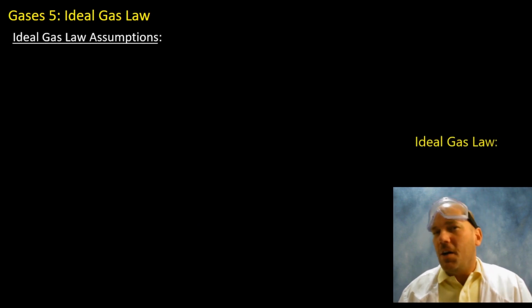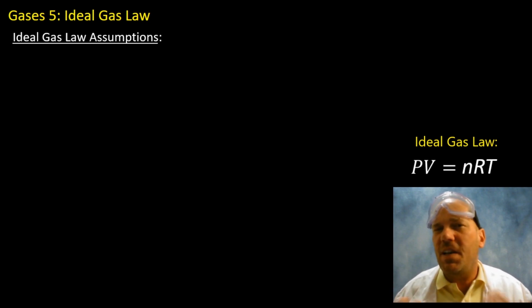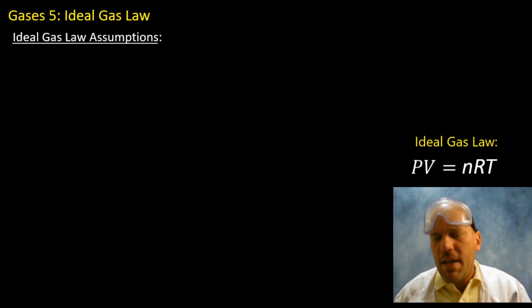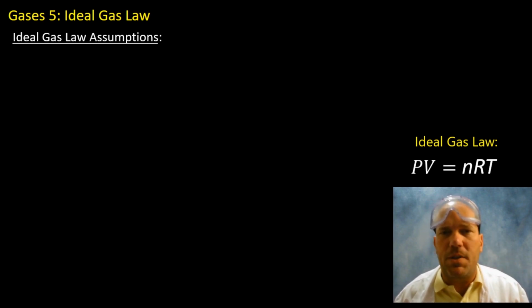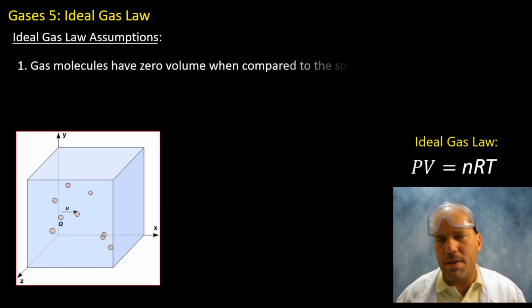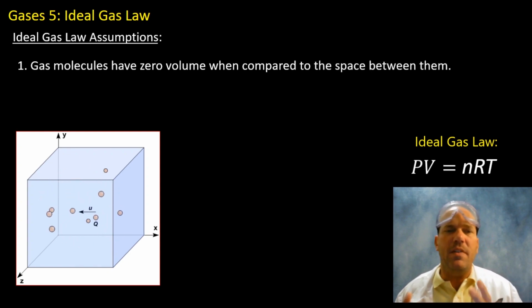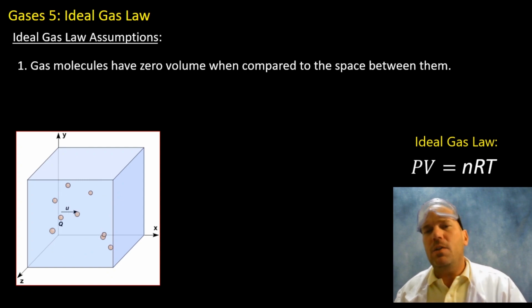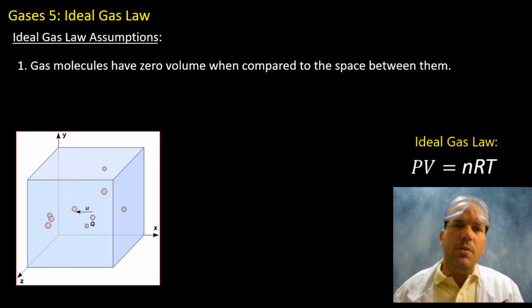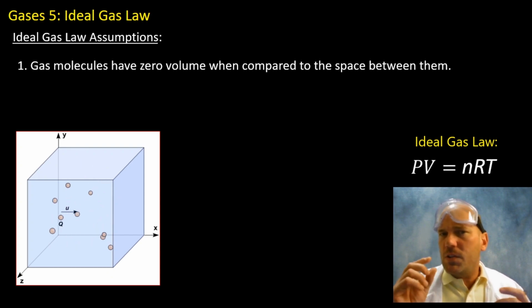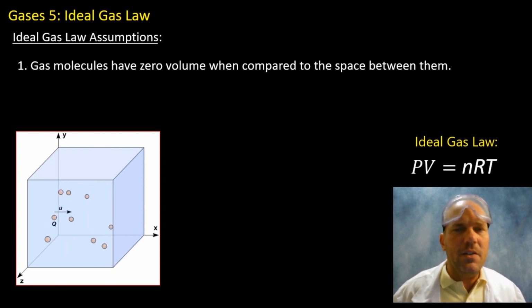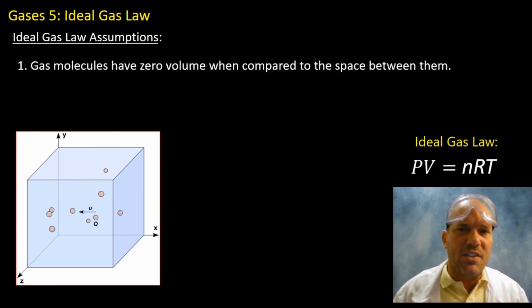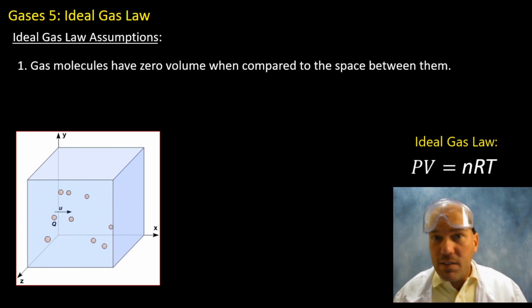The ideal gas law rests on several assumptions made in kinetic molecular theory. Namely, I want to accentuate 2 of these assumptions. Number 1, gas molecules have 0 volume when compared to the space between them. In other words, these molecules are so small relative to the space between them that we can consider their volume to be negligible, and indeed, in this case, 0.